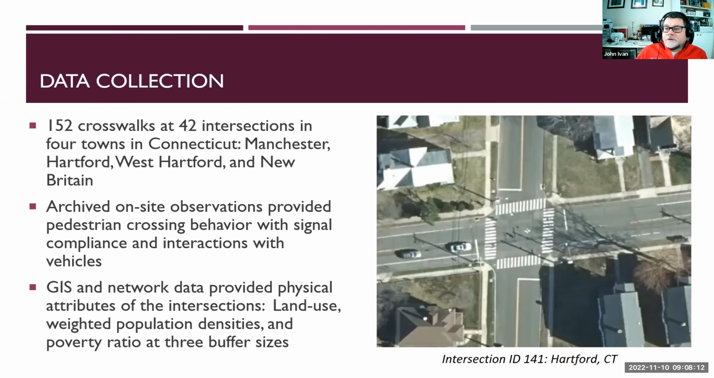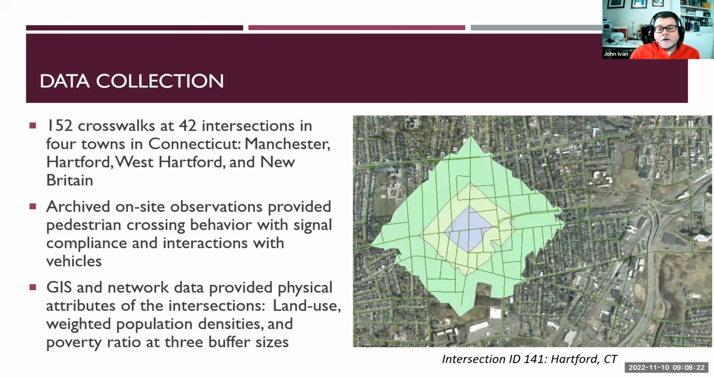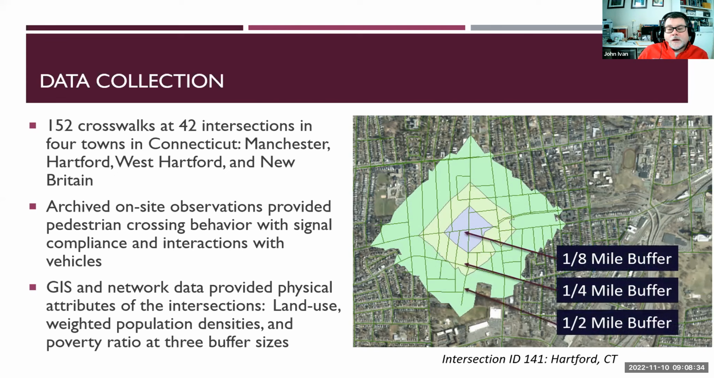So as I mentioned, there was, as an example here, for this intersection, we collected the GIS data in buffers. So for example, you see we did buffers for an eighth of a mile, a quarter of a mile buffer, and a half mile buffer to represent different possibilities for walking distance from the intersection. And so we tested the variables calculated for each of those areas to see which one might work the best.